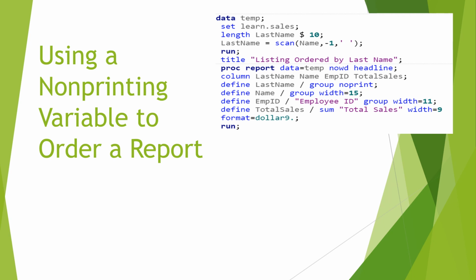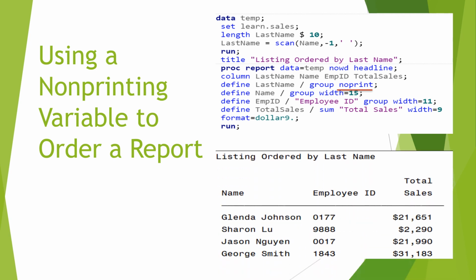The last name variable must be listed in the COLUMN statement, even if you do not want it to be included in the report. In the DEFINE statement for last name, you need to use the NOPRINT option. This option allows the report to be sorted by the last name but removes this variable from the report. In the listing from this program, notice that the rows of the report are ordered by the last name.